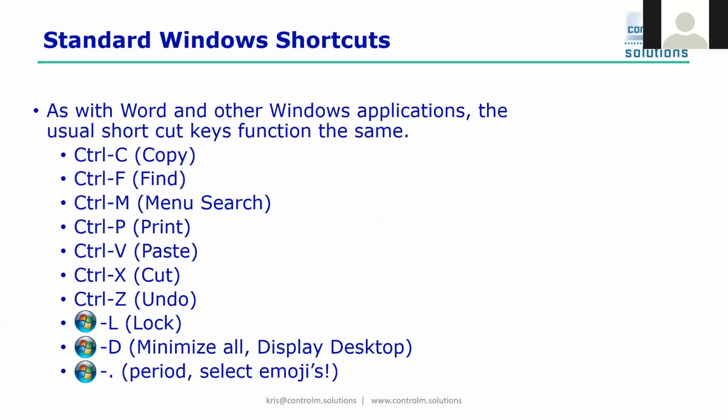The other thing I wanted to point out is the shortcuts. As you noticed, I did Control+C to copy. That works, as do all your other Windows shortcuts, like find, menu search, which I've shown several times, print, paste, cut, and of course Control+Z to undo something. You can also use the Windows key to lock and to minimize. But here's the one I wanted to point out. Patty showed this to me a couple weeks ago. If you use the Windows key and period, that gives you your emojis. And this is kind of cool.